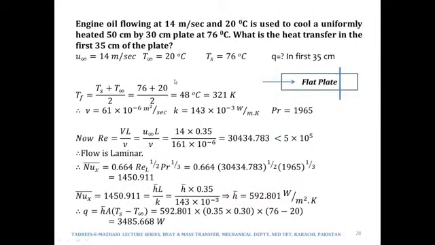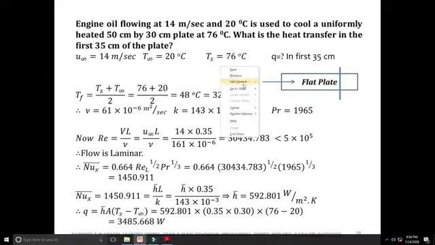Now moving forward, the third problem involves the flow of engine oil. Engine oil flowing at 14 meters per second and 20 degrees Celsius. So 14 meters per second would be the value of U infinity, and 20 degrees Celsius would be the value of T infinity. It is used to cool a uniformly heated 50 centimeter by 30 centimeter plate, which is at a temperature of 76 degrees Celsius. So Ts is given to us as 76 degrees Celsius. What is the heat transfer in the first 35 centimeters of the plate? So we have to find out the heat transfer in the first 35 centimeters of the plate.